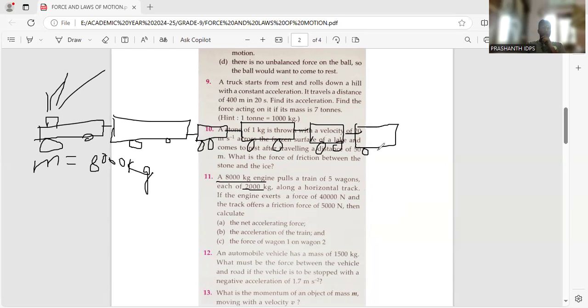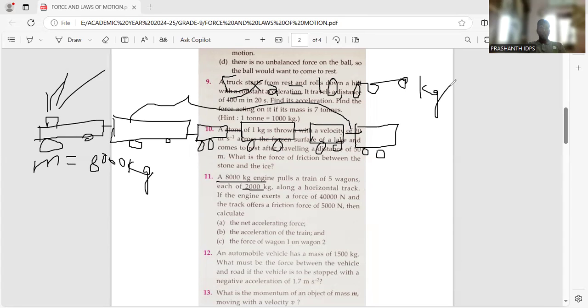And the engine, you already know it. Each wagon is 2,000 kg. Then what about the total mass of the five wagons? It will become 5 into 2,000, which is equal to 10,000 kg. Okay, 10,000 kilograms is the total mass of the wagons. And the whole mass of the train will be 18,000 kilograms. That you have to keep in your mind.